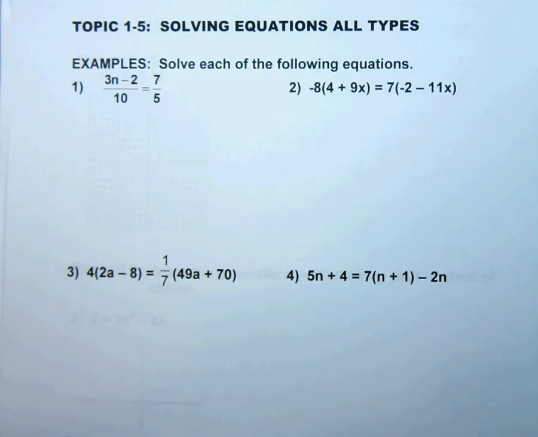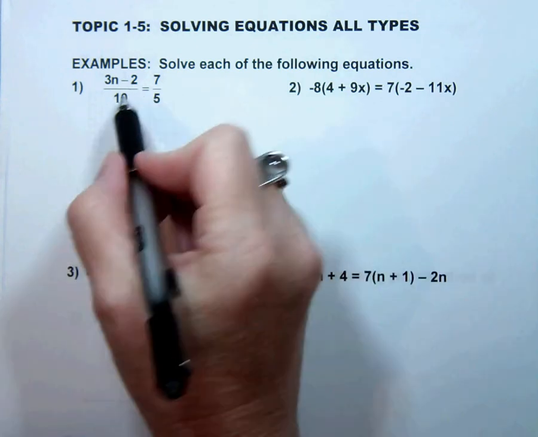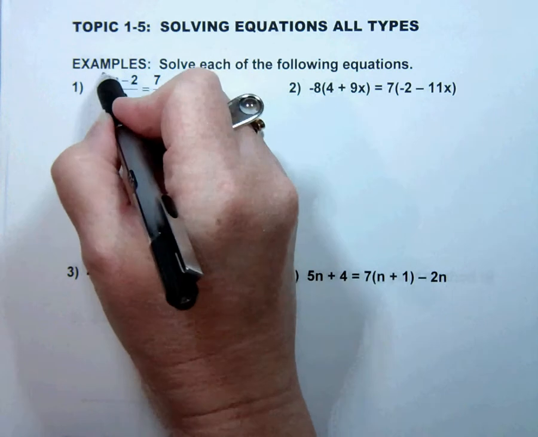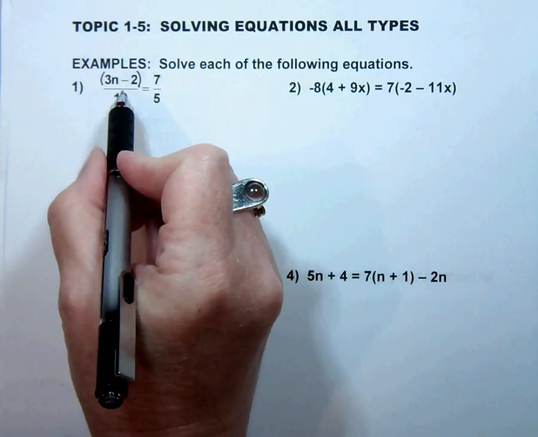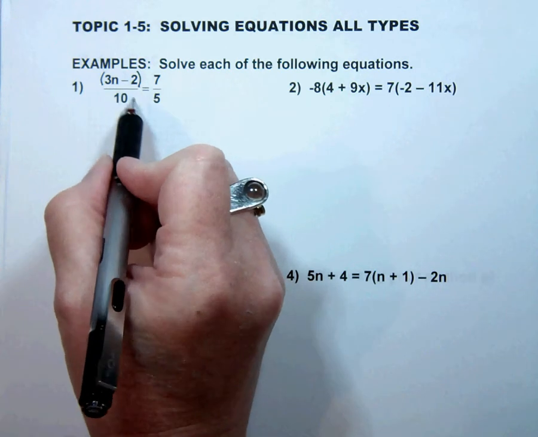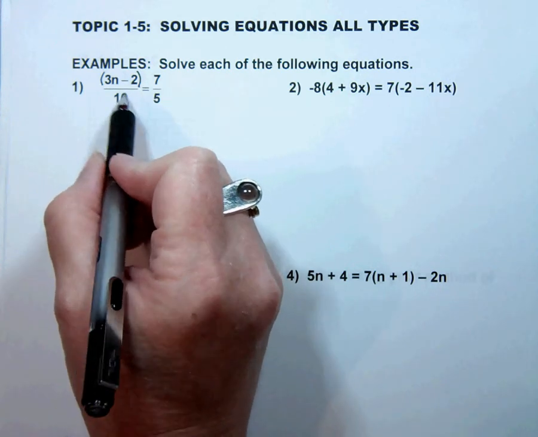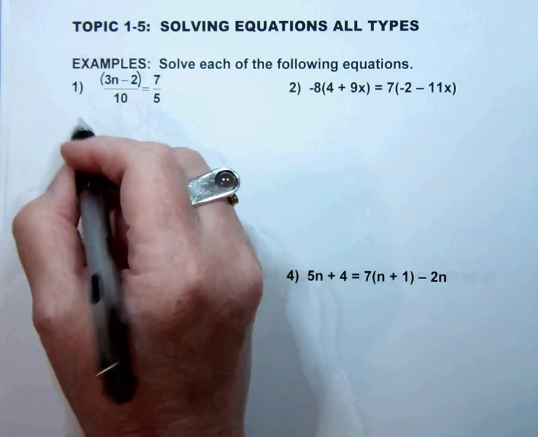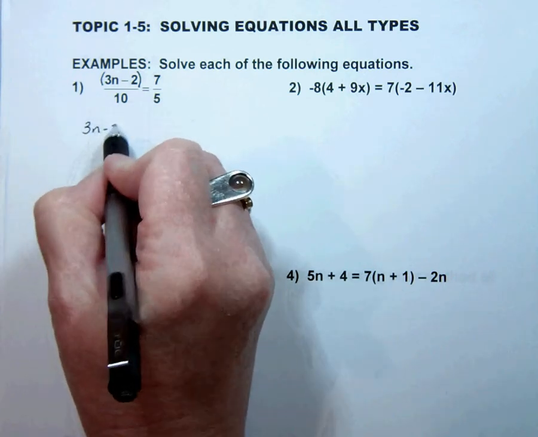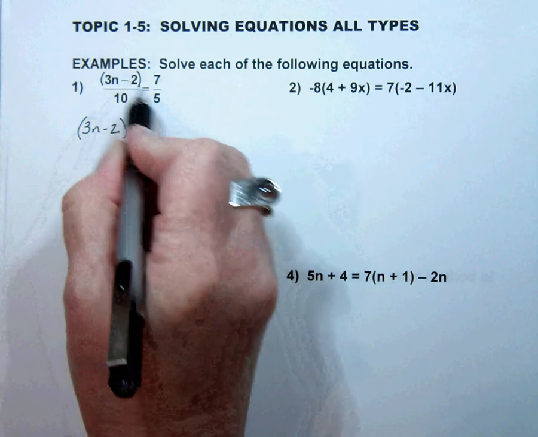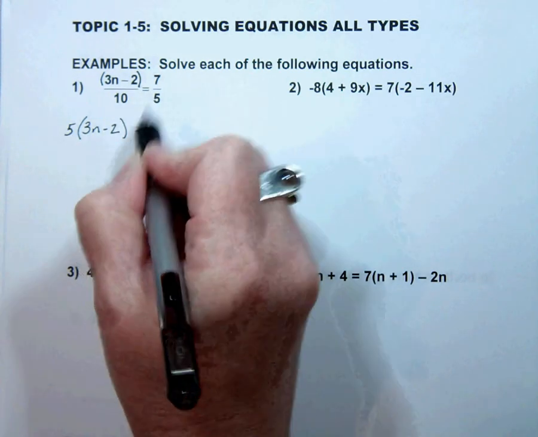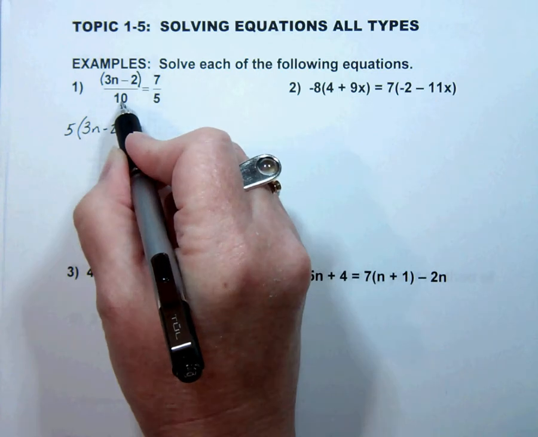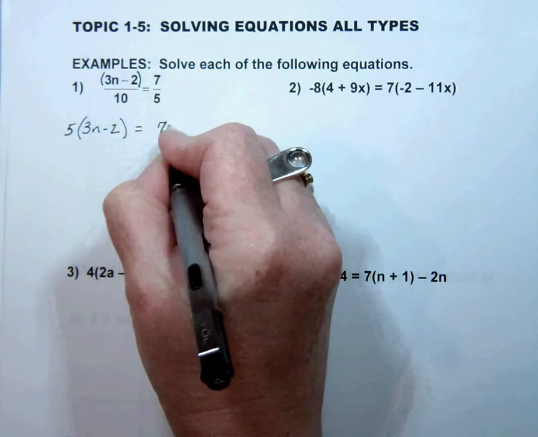3n minus 2 divided by 10 is equal to 7/5. The hardest part of this one is to understand that this 3n minus 2 is a binomial. When you solve a problem like this, we're going to solve it like a proportion, and we're going to cross multiply. So the 3n minus 2 is going to cross this numerator with this denominator, so you're going to multiply times 5. And then you're going to cross this denominator with this numerator. So that's going to be 70.